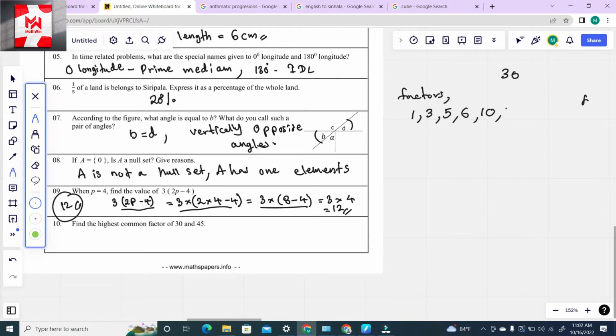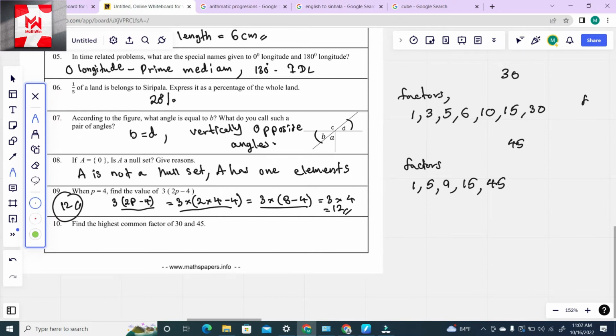30 we can divide it by all these numbers, and 30 also we can divide it by 30. Therefore these are the factors of 30. So when we consider the factors of 45, 45 we can divide it by 1, 5, 9 and 15 and 45. These are the factors of 45.